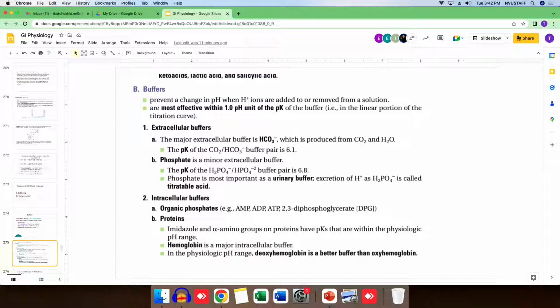Regarding the intracellular buffers, we have organic phosphates like AMP, ADP, ATP, and 2,3-bisphosphoglycerate. We also have proteins, mostly those with imidazoles or alpha amino groups, which have pKs within the physiological condition. Also, hemoglobin is a really good buffer. And we also have oxyhemoglobin, which is a better buffer in this sense than deoxyhemoglobin.